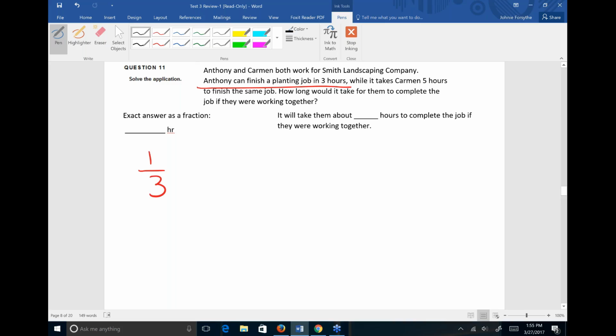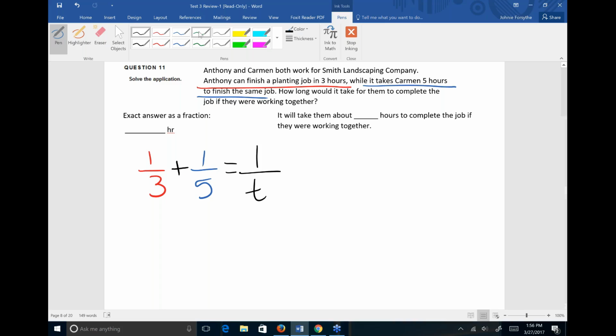And then plus, Carmen takes 5 hours to do the same job. So we can say that it would take her an hour to do 1/5 of the job. And we want to know how long it will take them to do it together. So we'll say equals 1 over t for time. And I also think of time as t equals together, but t really means time here.